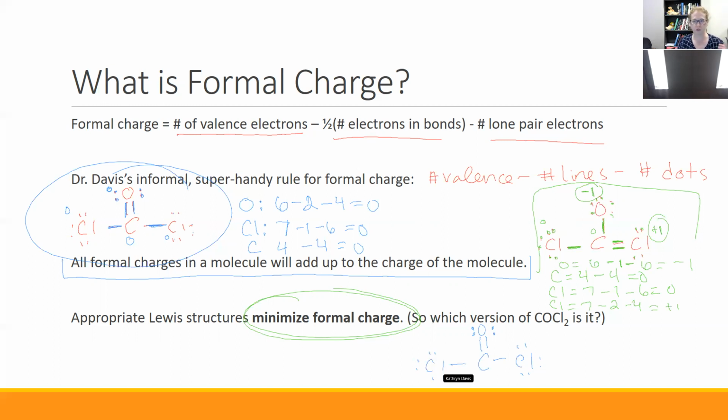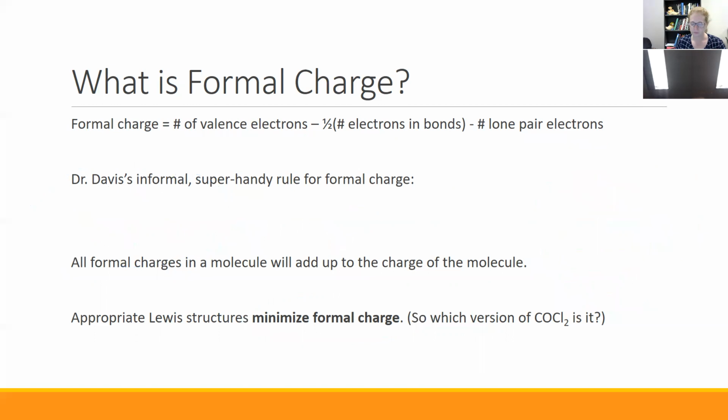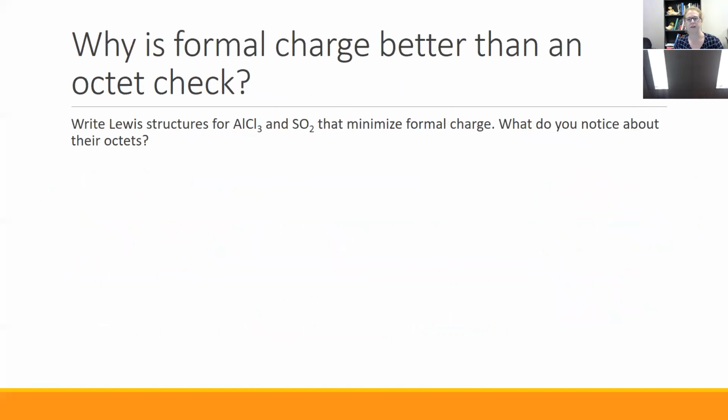Assigning formal charges is an important skill to have. Remember, number of valence electrons from the periodic table minus the lines it touches, minus the dots it touches. And when you make Lewis structures, get all of those formal charges as close to 0 as possible. Let's try some practice. So here's a set of practice. I've got aluminum trichloride and SO2. Pause the video, give this a try, and let's see what happens.